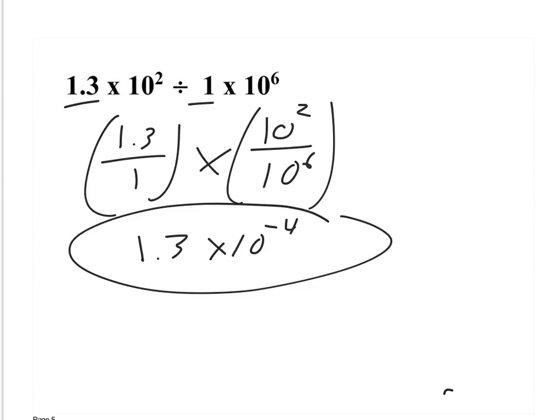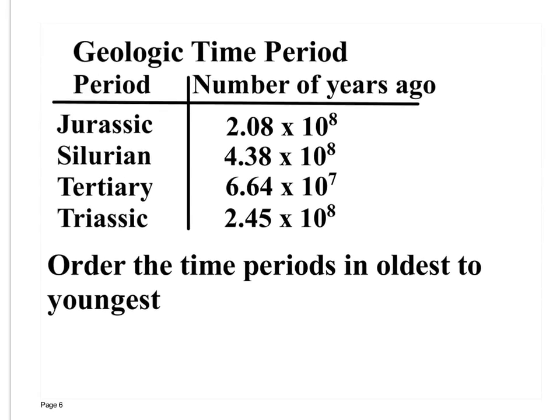Yeah? All right, here's what you need to do. This is the geological time period. These are some periods in that geological time period with how many years ago that they are. What you need to do is order these in your notes from oldest to youngest. So you don't have to write all this, but you do need to write the oldest one. So if you were to think Triassic was the oldest, you'd write Triassic. Beside it, I want you to write how many years ago it was, so you know why you picked it as the oldest.